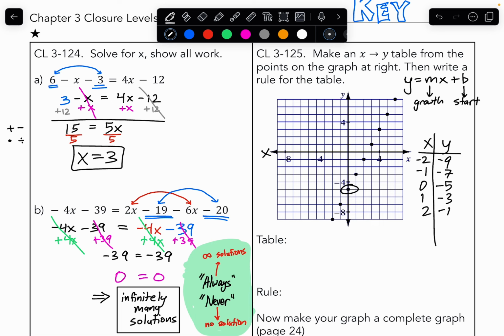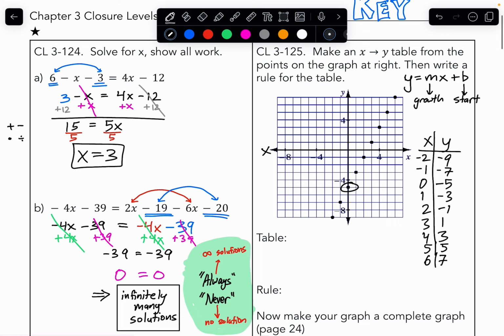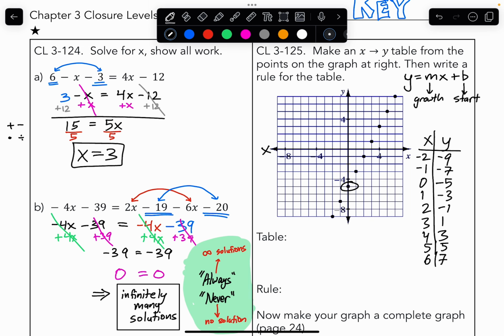2, -1 is this one right there. We have 3, which is right 3, up 1. 3, 1. 4, not quite 4, 4, right? 4, 4 would be right there. This one's 4, 3, and then of course we have 5, 5, and 6, 7. Okay, those are the correct coordinates. You didn't have to have all of them, but we did have to have most of them.